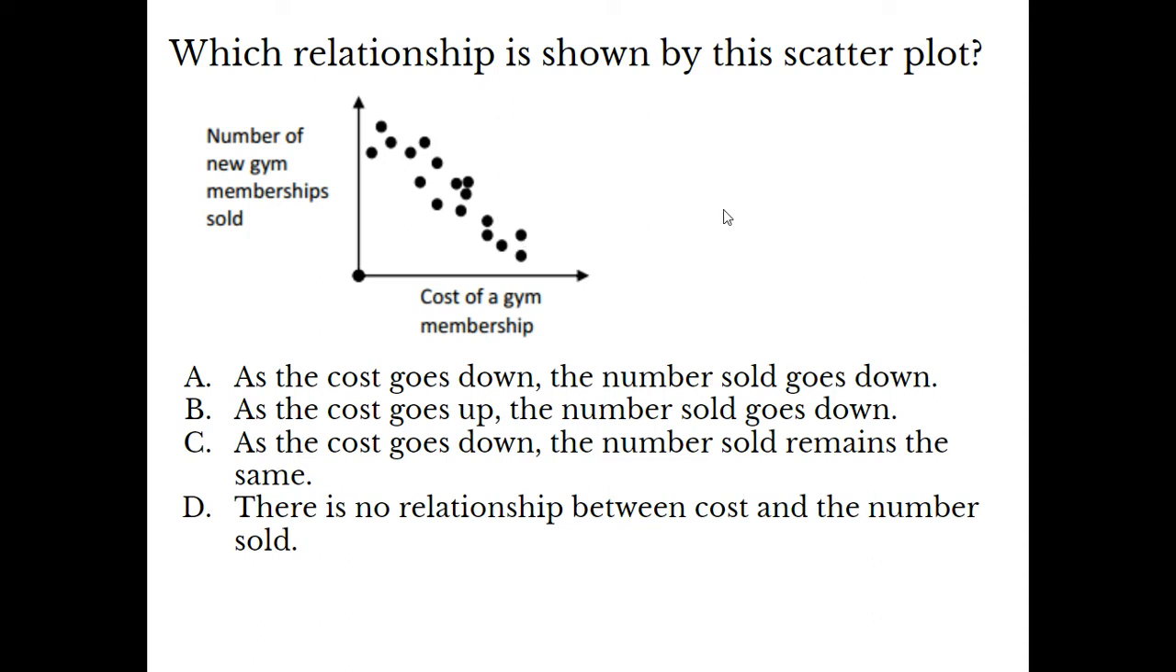That would make sense, right? The more that the gym memberships cost, the fewer people are going to want to buy them. So, being that's the case, and you see a negative correlation, as the cost goes up, the number sold goes down. Negative correlation should be doing the opposite. As one increases, the other decreases.